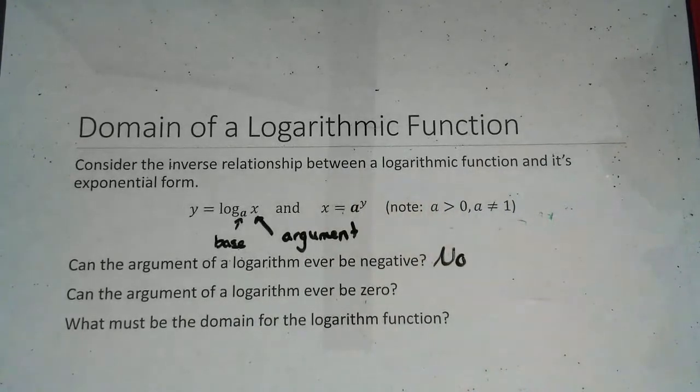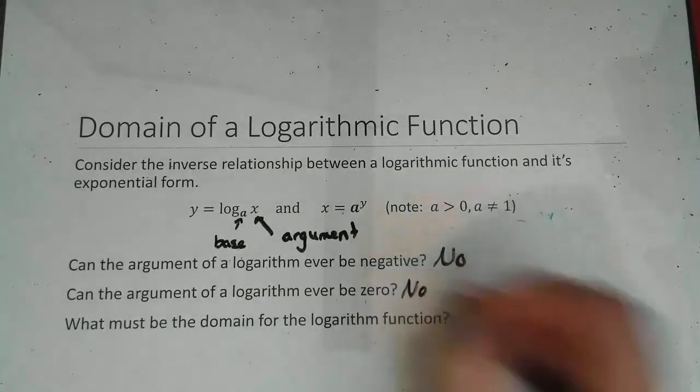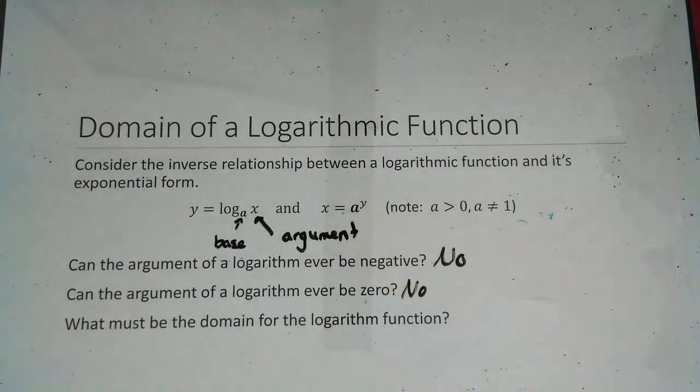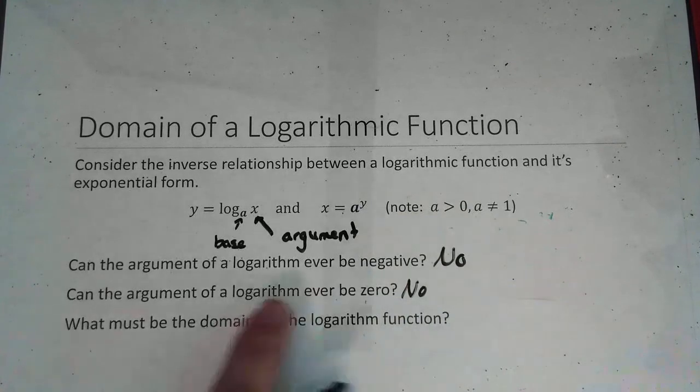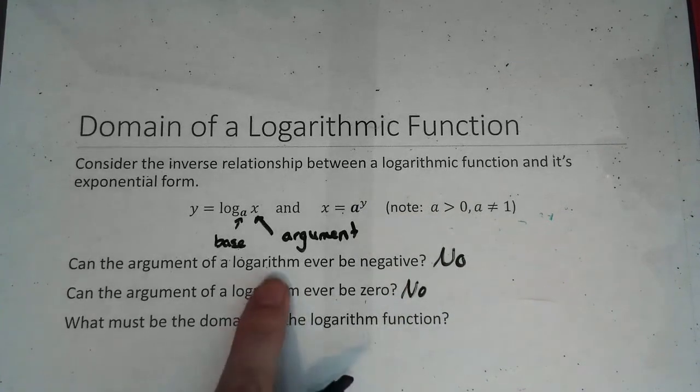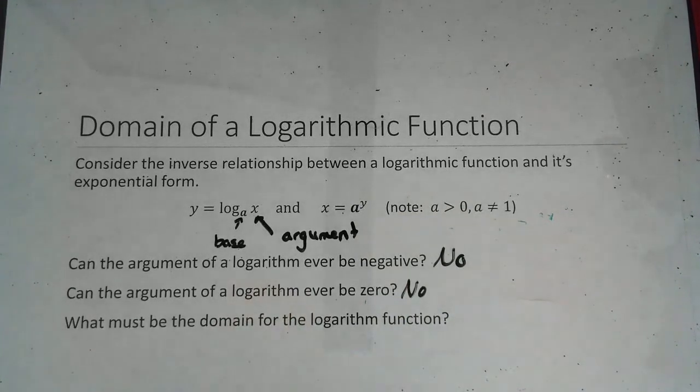Did we ever get 0 out? Can the argument of a logarithm be 0? Well, no to that either. We can get really, really close to 0, but we can't actually equal 0. So what we're saying is the argument cannot be 0, and it cannot be negative.